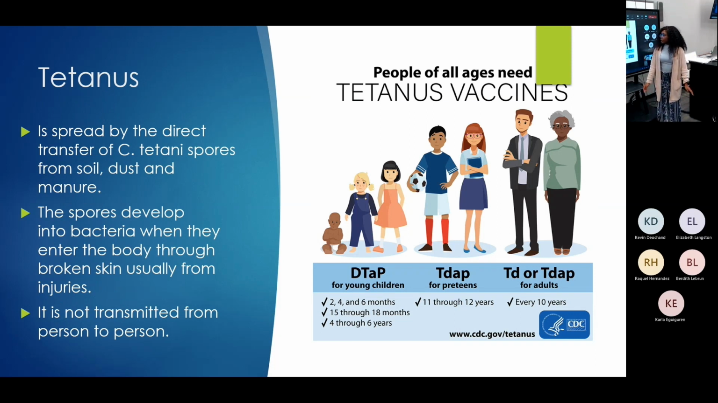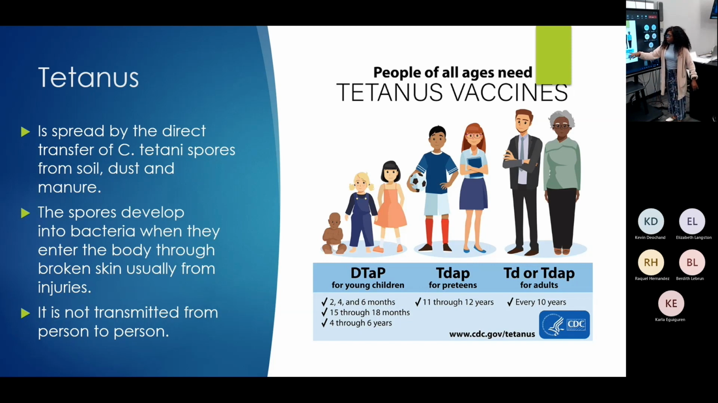Tetanus is spread by the direct transfer of C. tetani spores from soil, dust, and manure. The spores develop into the bacteria when they enter the body through broken skin, usually from injuries. And it is not transferred from person to person. And so here are the vaccines for it.